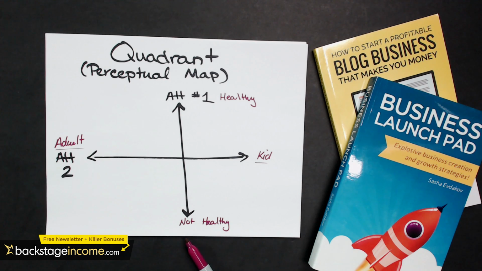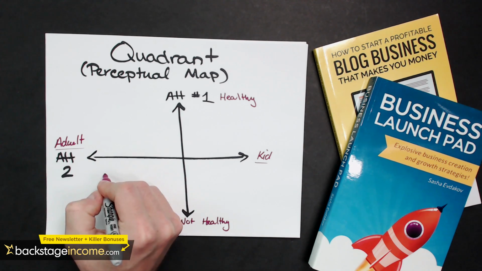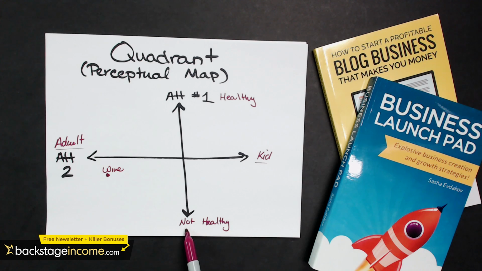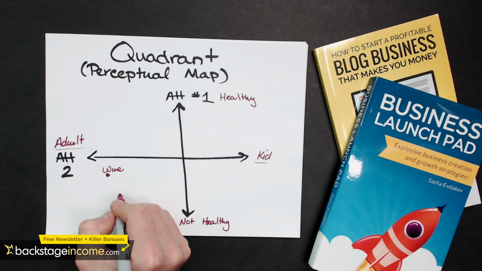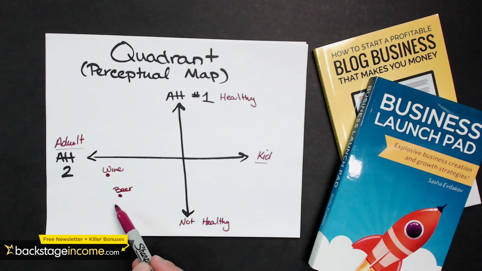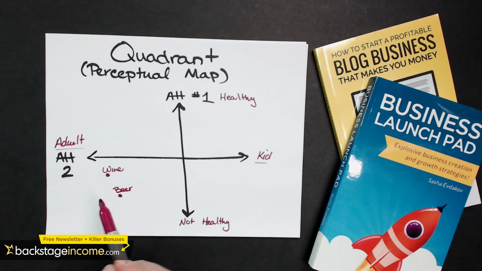As you start looking at this, you might start filling in some of these gaps. So you'll put in, for example, wine right here, where it is more adult based and it's not as healthy. So it could be somewhere over in this region. You could put beer over in this area, where it's still adult based and even less healthy than, let's just say, wine.